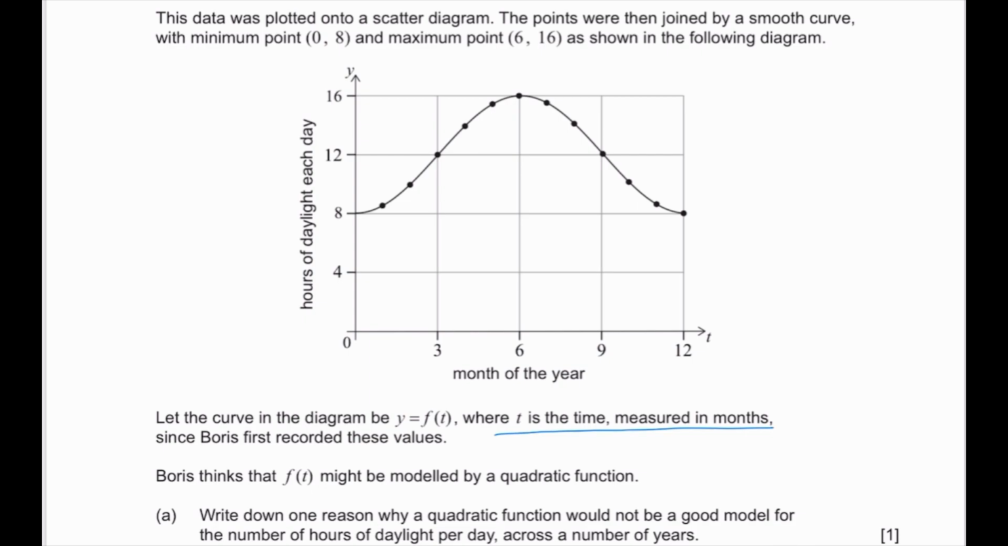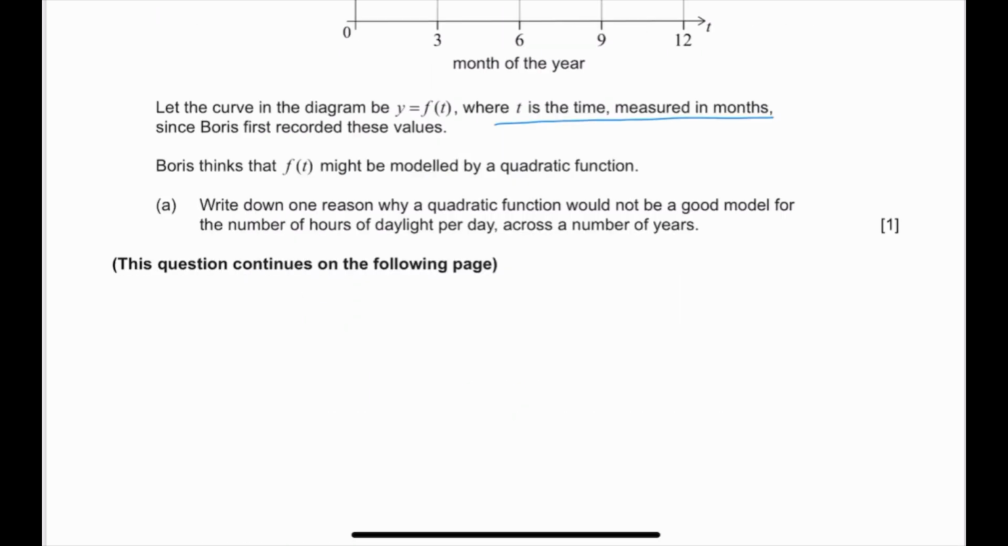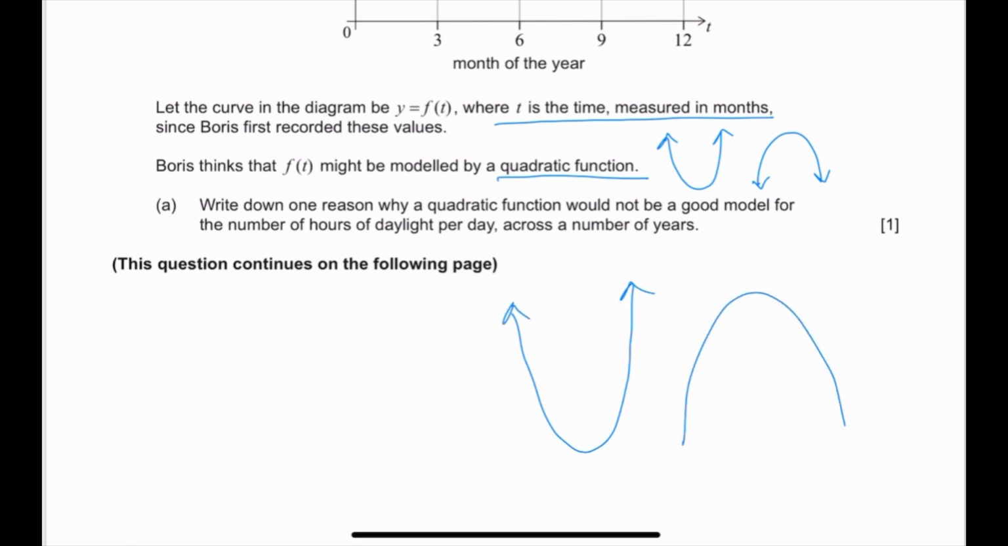values. Boris thinks that f of t might be modeled by a quadratic function. Write down one reason why a quadratic function would not be a good model for the number of hours of daylight per day across a number of years. So if you remember, a quadratic function is basically in the form of a parabola. That's the graph of a quadratic function. So in a parabola, you would have a minimum or absolute maximum depending on which way it's opening.